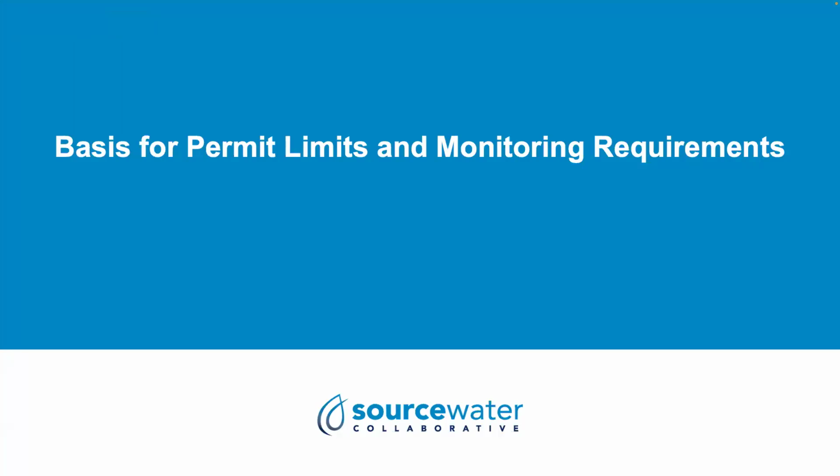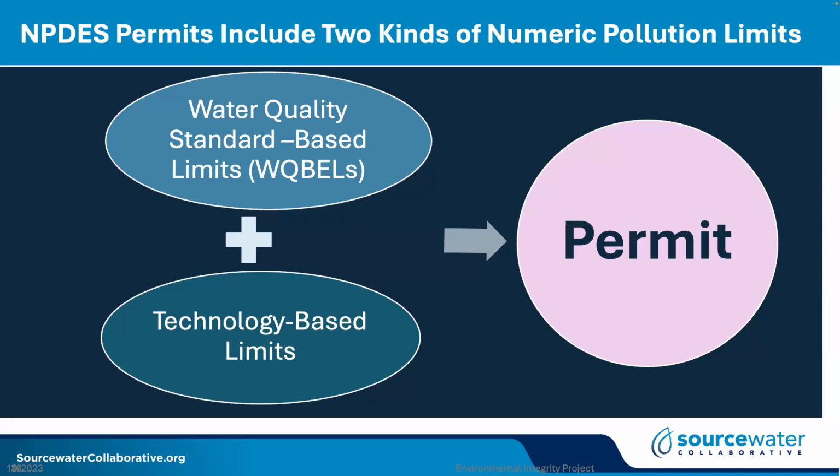So where do these limits come from? We've got a lot more information about this in the guide, but just a basic overview. Next slide. So if your permit has numeric limits, 2 typical places where they come from are those water quality-based limits that Jen was talking about and technology-based limits. Next slide.